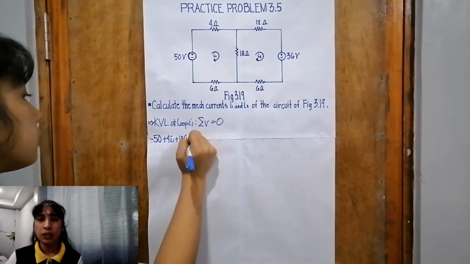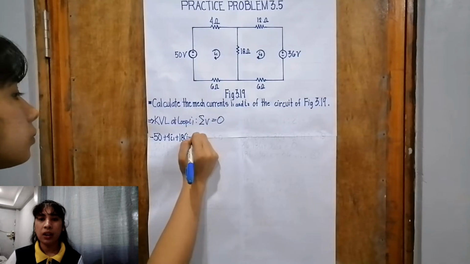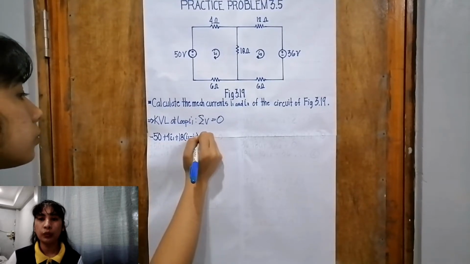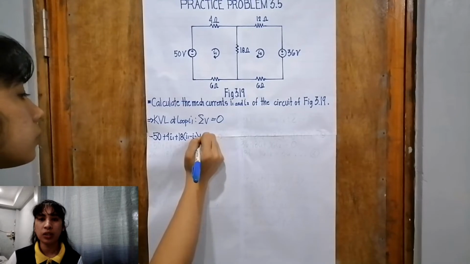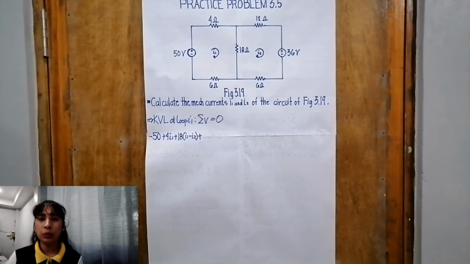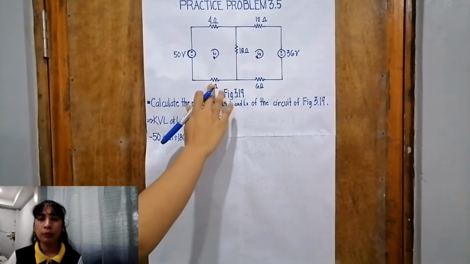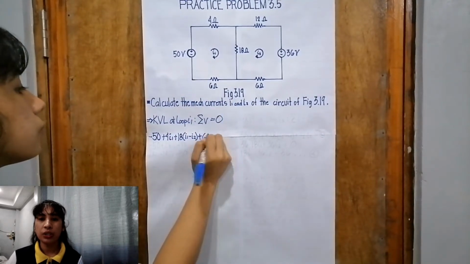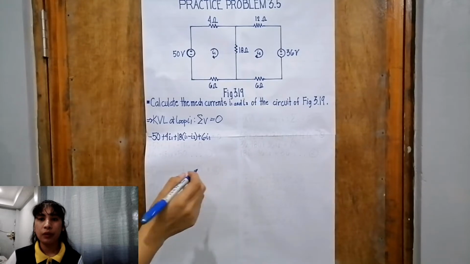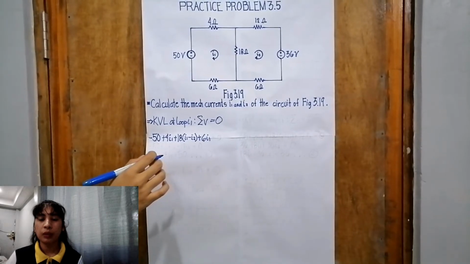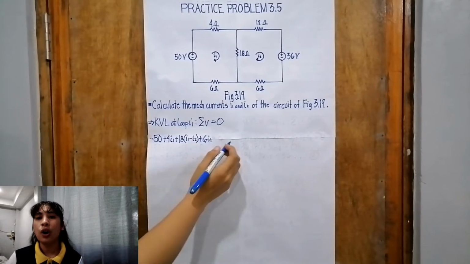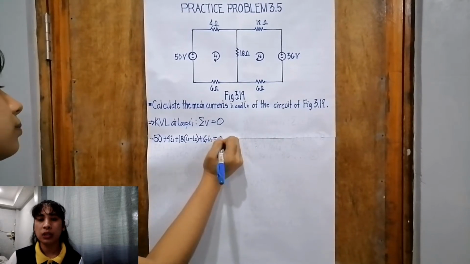And then we move on to this 18 ohm resistor, and because we are working on loop I1, so I1 comes first, and then here we have I2 flowing to the opposite directions, minus I2, and then for the last component we have this 6 ohm resistor, but to get voltage we need to multiply it by I1. So we will have all of this equal to 0.